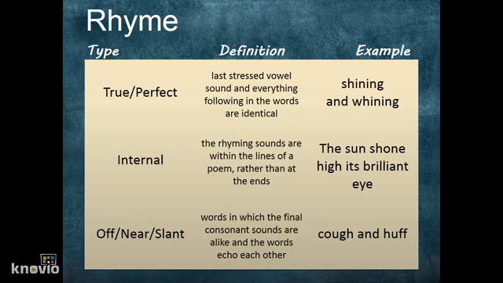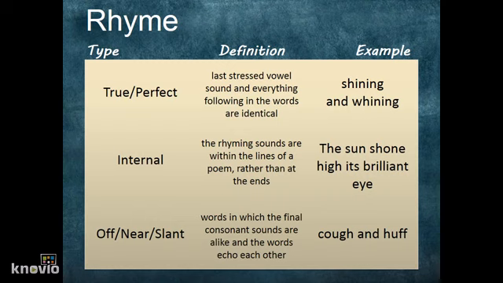Then we have internal rhyme, so that was end rhyme. An internal rhyme occurs when rhyming words appear in the same line of poetry. For example, the rain in Spain falls mainly on the plain. So there we have that A sound being internally rhymed.